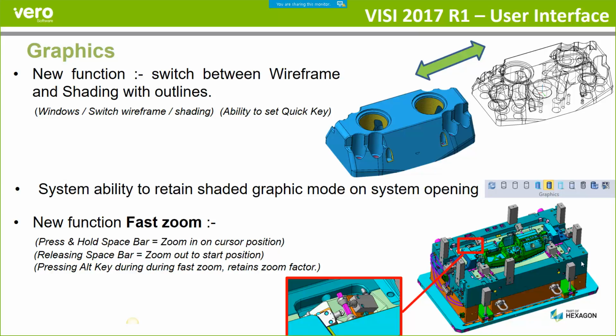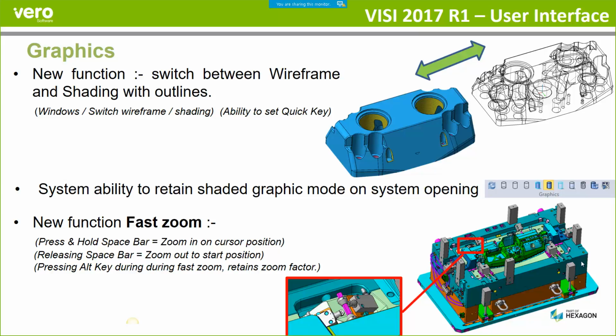And using this as well, you can add this one function into your quick keys and have a single key to be able to switch between your shading and wireframe modes. So instead of having different button selections, you can just have one key that will flick between the two.